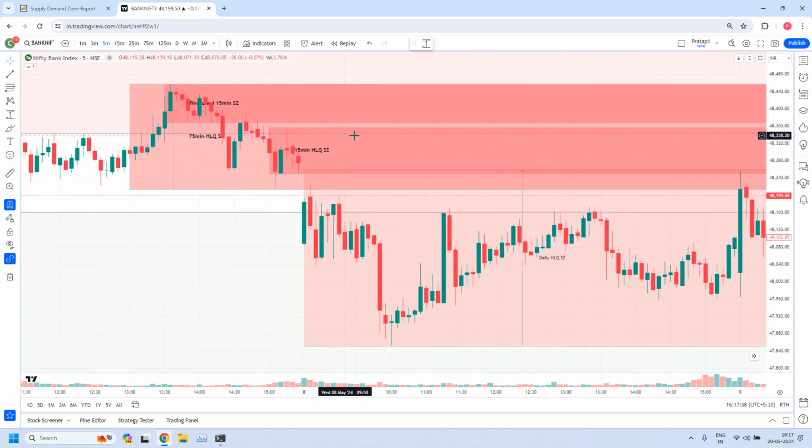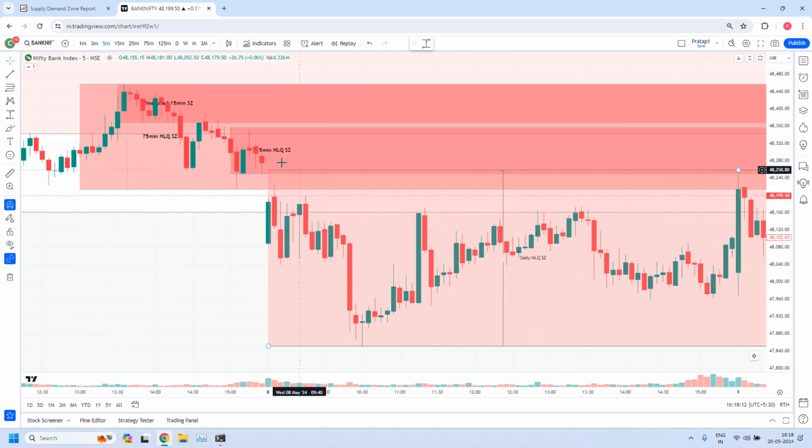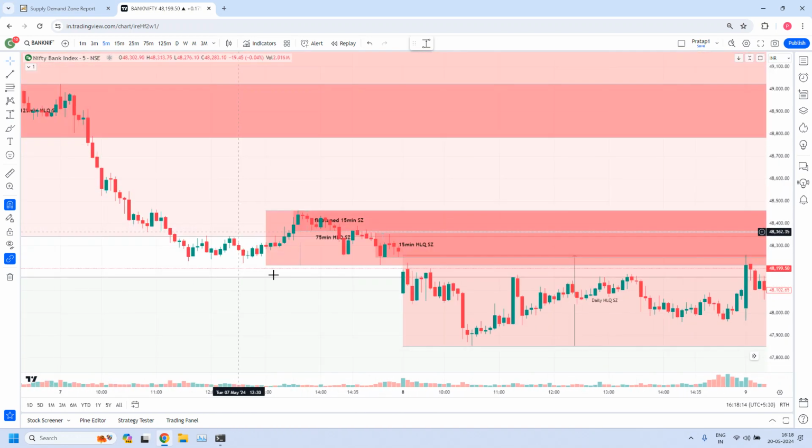is also having a fine-tuned zone. We have a rally, 3 base candles and a drop candle with hidden body. You can draw this fine-tuned zone, rally, base, 3 base candles and a drop, inside the 15 minutes high liquidity demand zone.